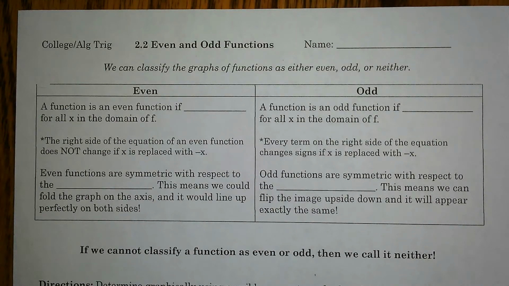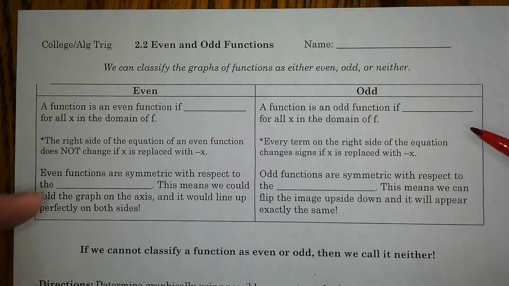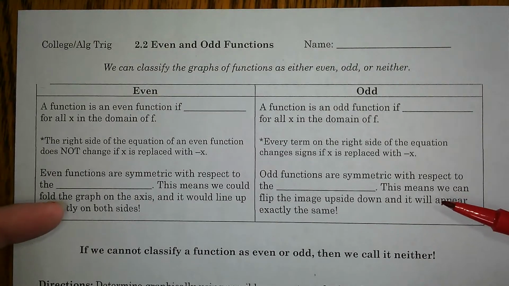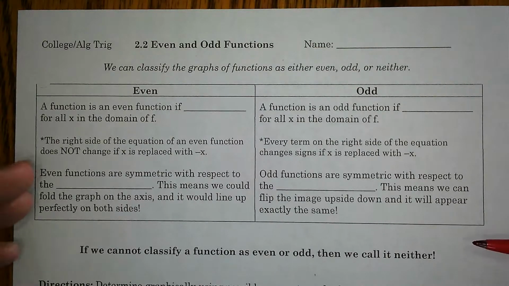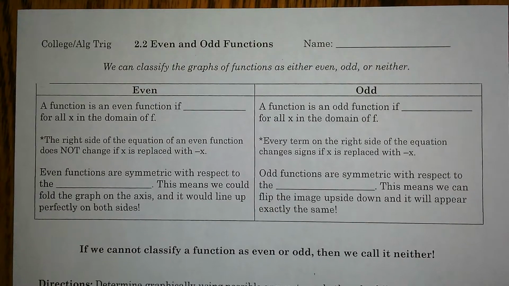So hopefully you went to Google Classroom and you found this document called 2.2 Even and Odd Functions. This is a really nice graphic organizer and a way for us to get our thoughts down, to separate what odd and even are. And then, of course, if it's neither even nor odd, we just call it neither. There are some graphs to look at, and then there's some algebra for us to plug in. So it really helps us figure some things out.